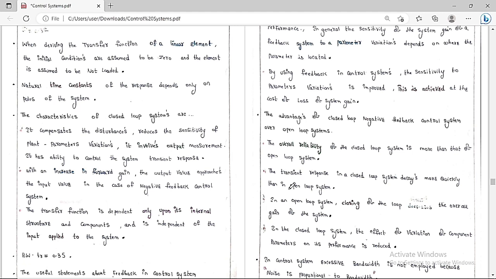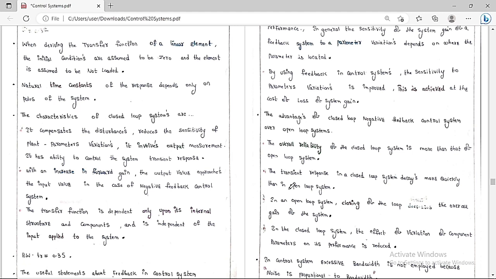If the equation is independent of the output or input, it is going to depend only on the parameters of the given system. So the transfer function is going to depend only on the components and structures which are present in that system. It is independent of the type of input that we apply. So irrespective of the input, the transfer function is the same because the system is fixed.